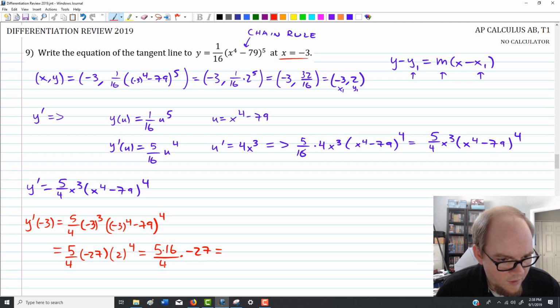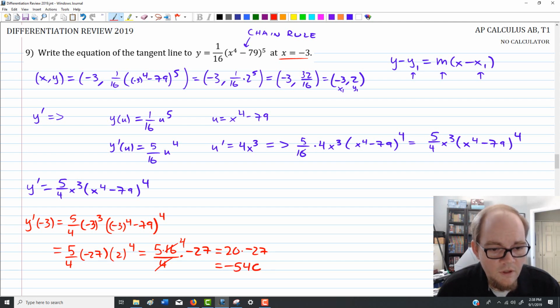The 4 and the 16 can divide out. We'll be left with 5 times 4, which is 20, times -27. And that's going to be -540. So that came out okay. A little bit big, but it was reasonable.